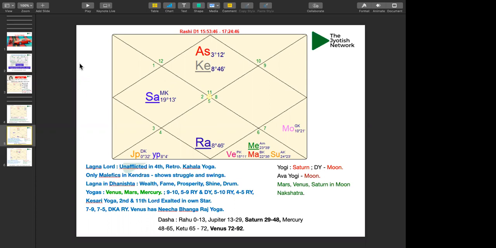The yogas which are formed, again, in that eighth house are primarily by Venus, Mars, and Mercury. If you look at the ownerships, Mercury owns the fifth house, Venus owns the ninth house, Mars owns the 10th house. And those are the planets forming some wonderful Raj Yogas and Dhan Yogas. So I've listed them out for our viewers. You can check back on the recording and verify how the yogas are getting formed, basis our first two episodes that we covered.